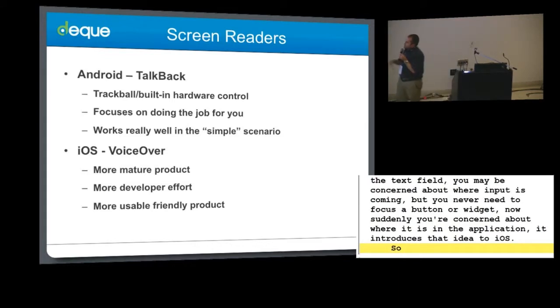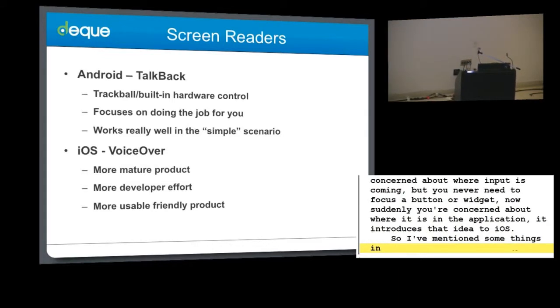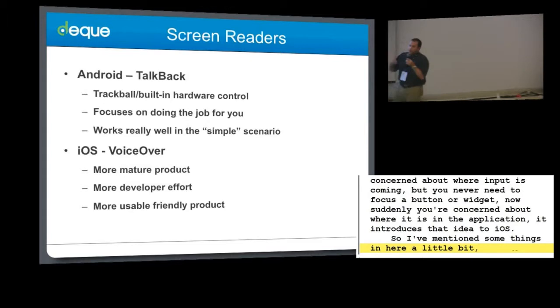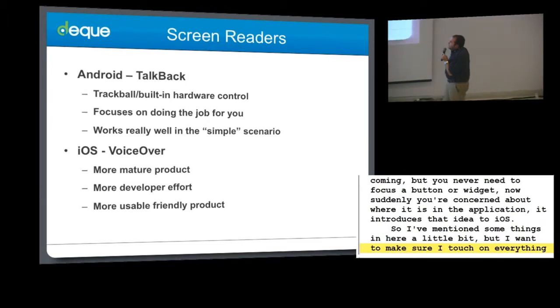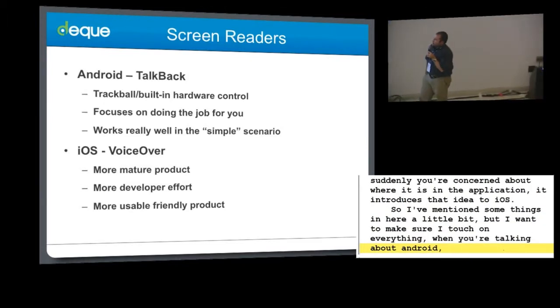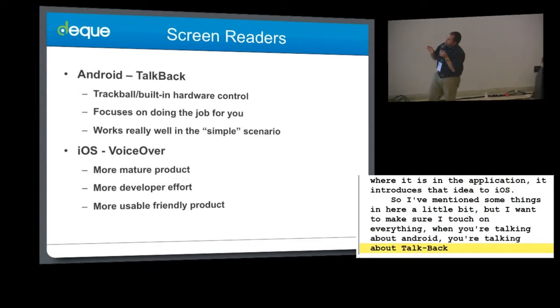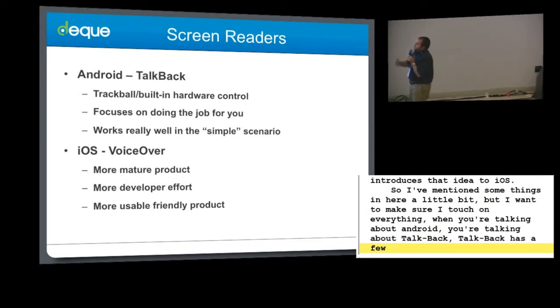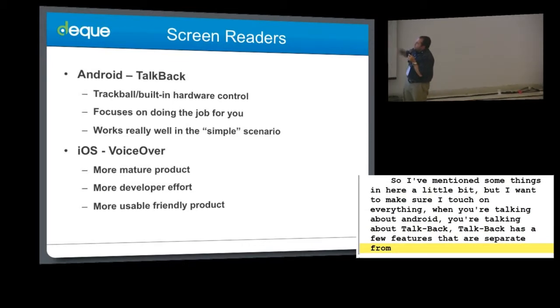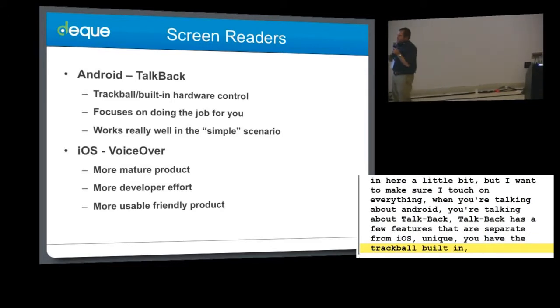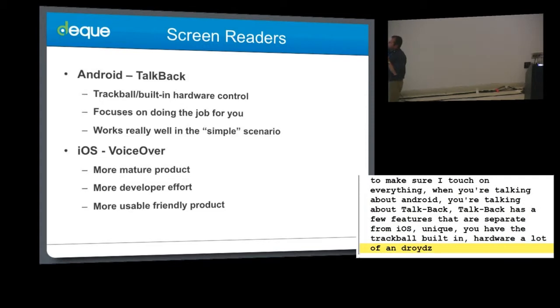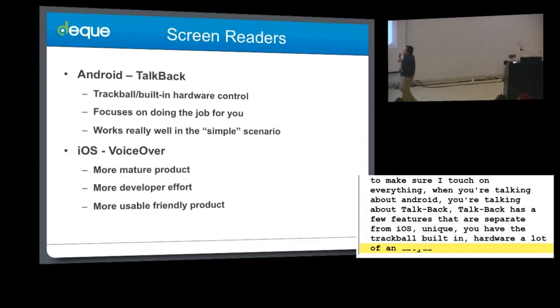I've mentioned some things in here a little bit, but I want to make sure I touch on everything. So when you're talking about Android, you're talking about TalkBack. And TalkBack has a few features that are separate from iOS, unique to TalkBack, if you will. You have the trackball built in hardware. A lot of Android devices have the trackball, or at least they used to. This is a little bit of a legacy concept now.